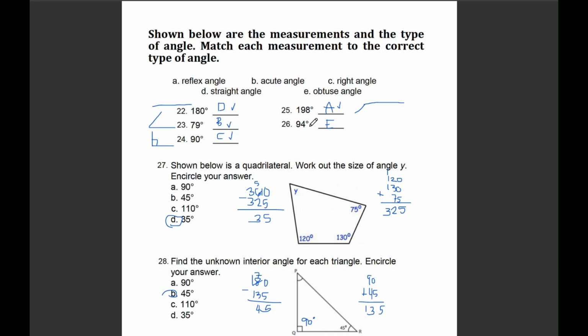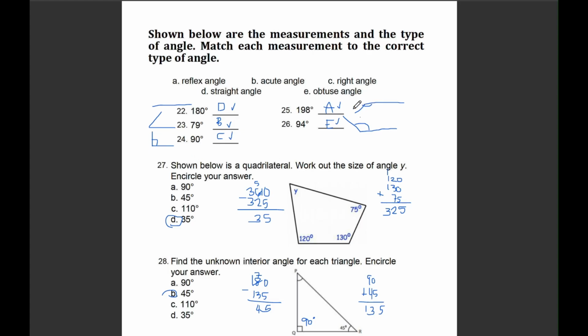Number 26. Match 94 degrees. Options: A. Reflex, B. Acute, C. Right, D. Straight, E. Obtuse. Why not? Not less than 90, not 90, not 180. Answer: E. Obtuse. Formula/reason. 90 less than obtuse, less than 180 degrees.